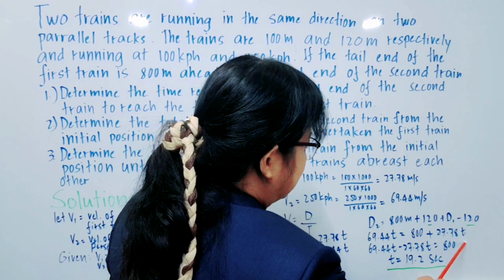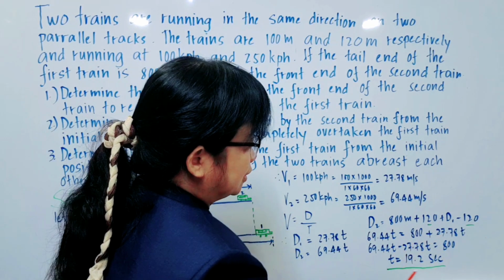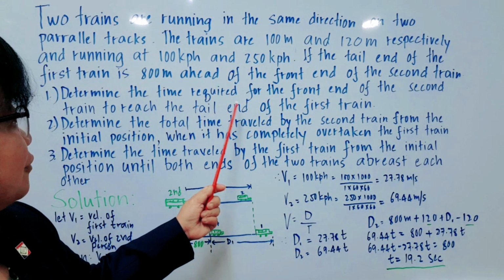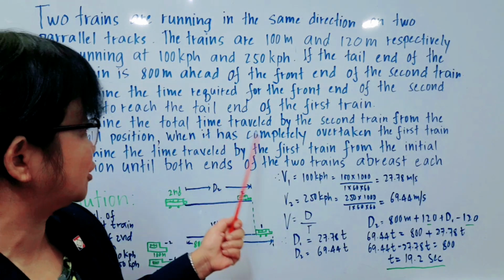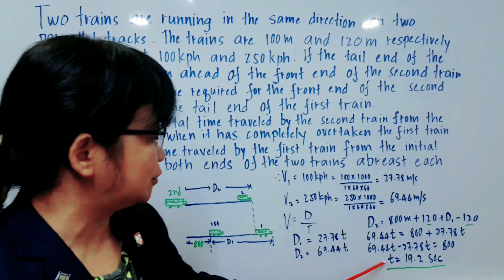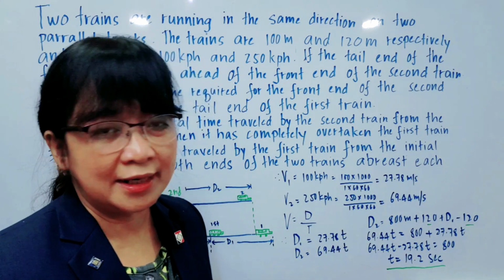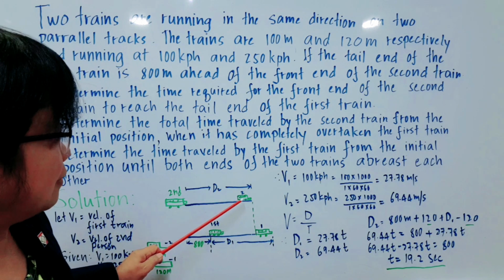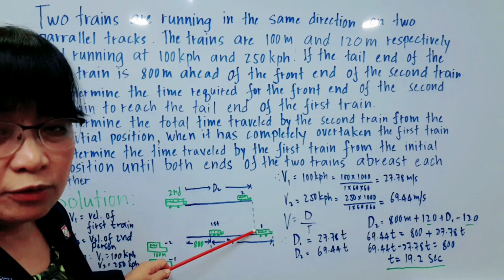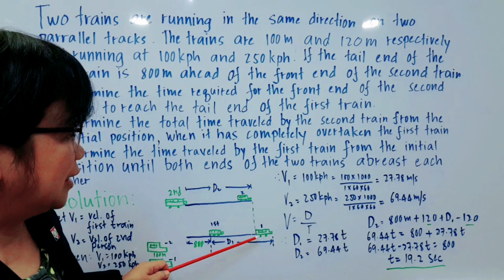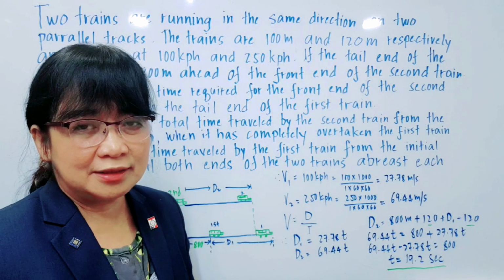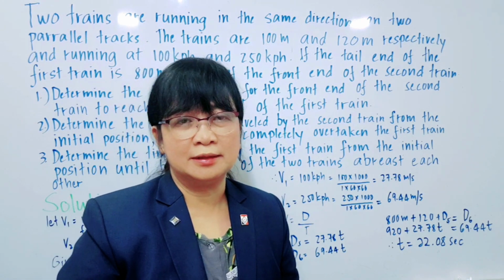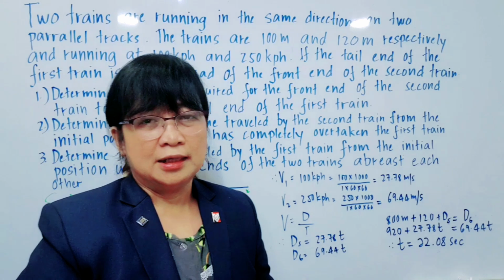27.78 times the time. Now, simplifying this one, the time therefore required for the front end of the second train to reach the tail end of the first train is equal to 19.2 seconds. Yun ang time, oras ng itong second train na makarating dito hanggat sa likod ng first train. 19.2 seconds the time.